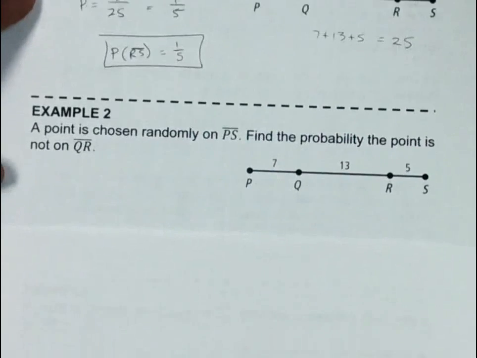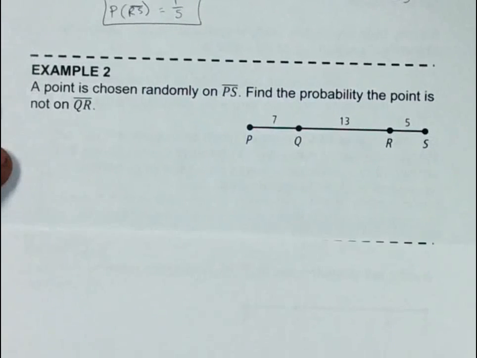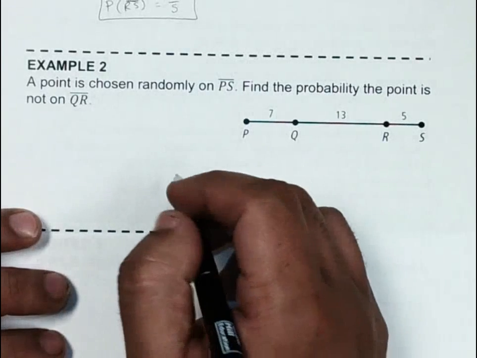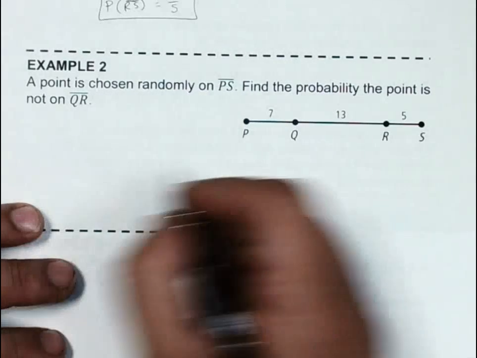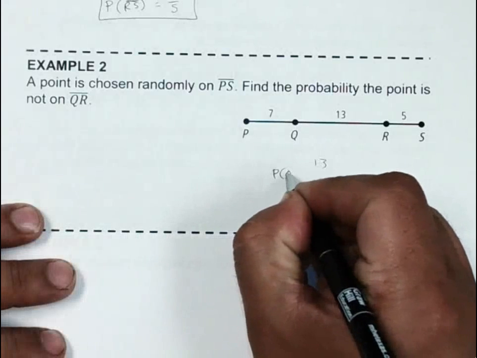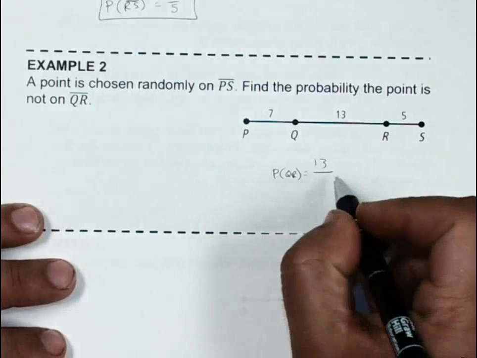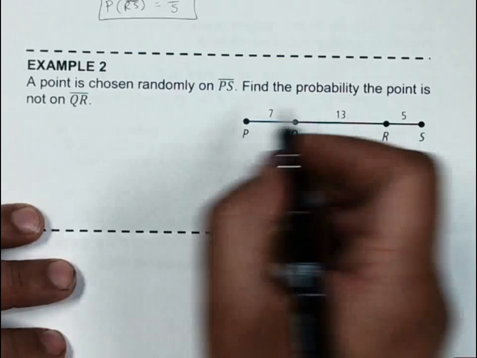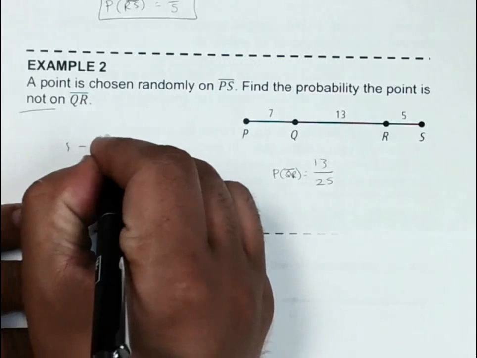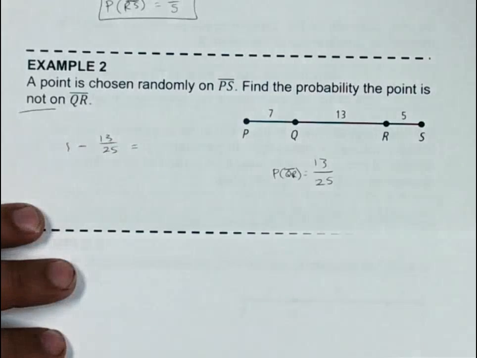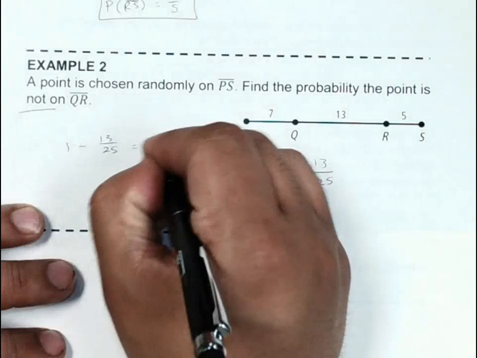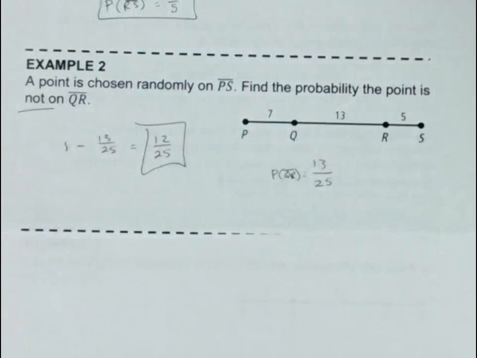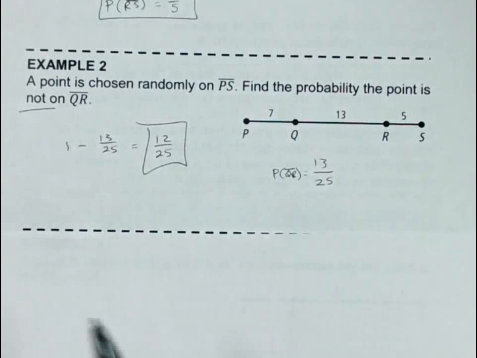Next example: a point is chosen at random. Find the probability that the point is not on QR. First I need to find the probability that it is on QR, which using this is going to be 13 over 25. That's the probability that it does land on segment QR. The probability that it does not is going to be 1 minus 13 over 25, which comes out to 12 over 25. So the probability that it does not land on QR is 12 out of 25.